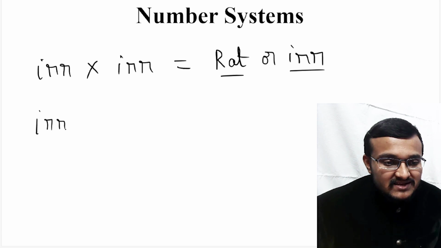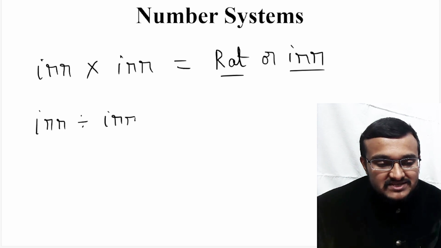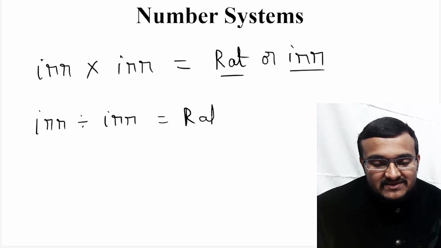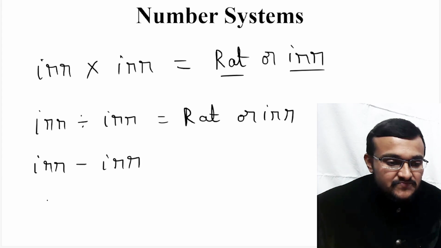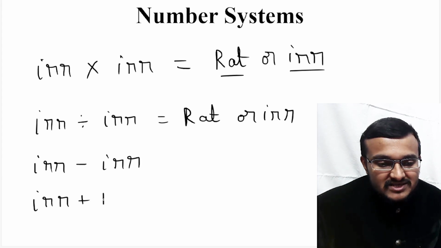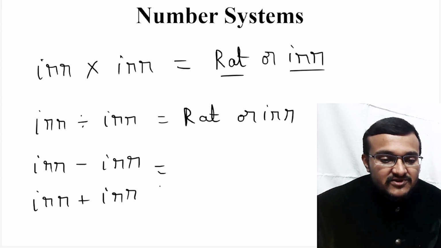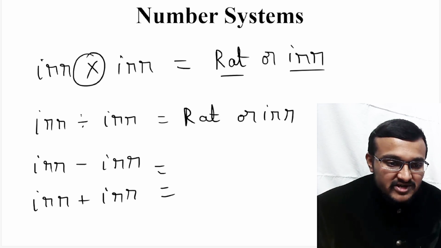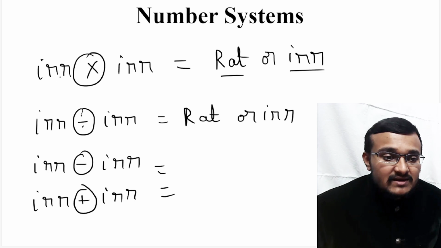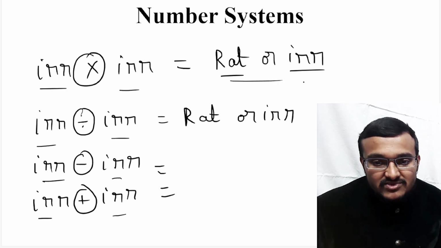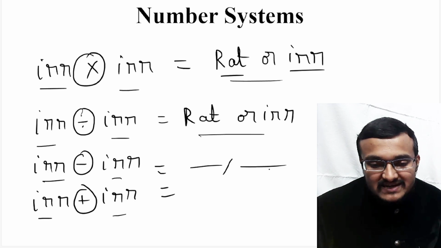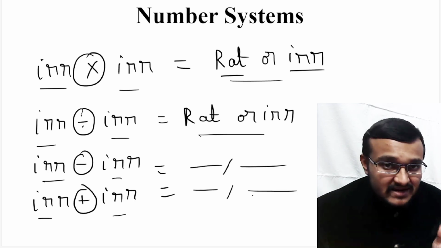Similarly, if you do an irrational number divided by an irrational number, then also you can get either a rational number or an irrational number. Similarly, if you do irrational minus irrational, and irrational plus irrational, means if you are doing the operations between two irrational numbers, that is plus, minus, multiplication and division, then either you will get a rational number or an irrational number. Here also you will get a rational number or an irrational number.